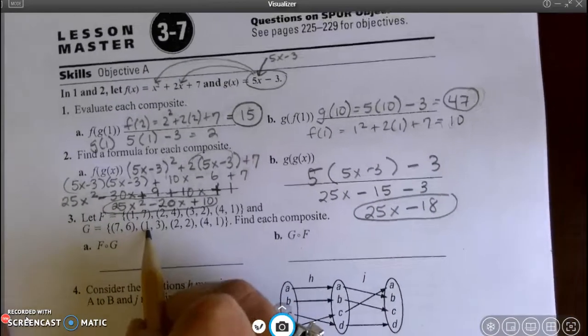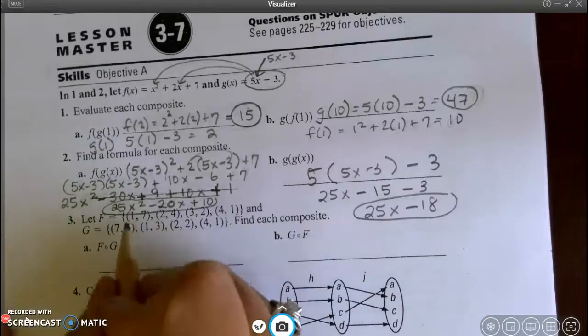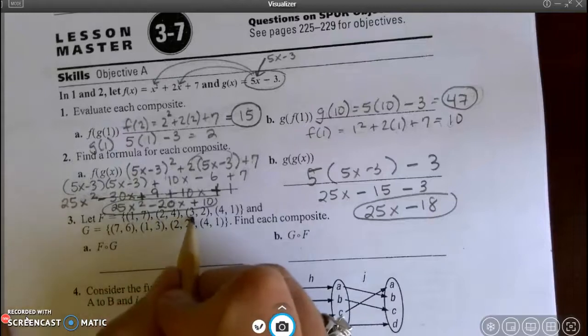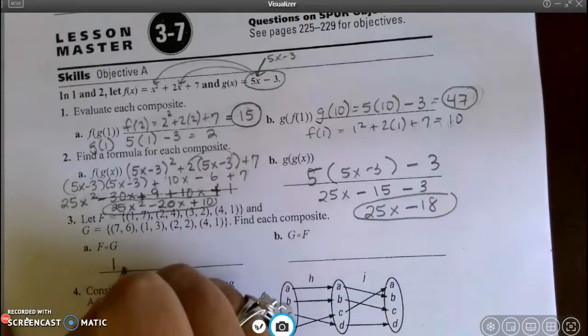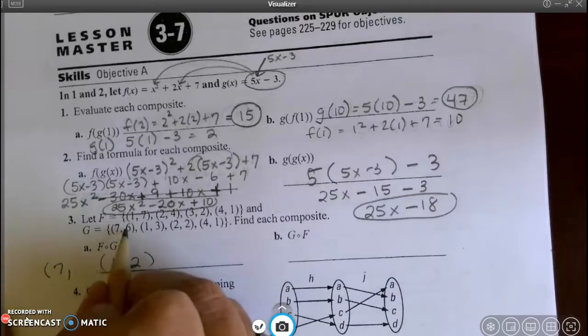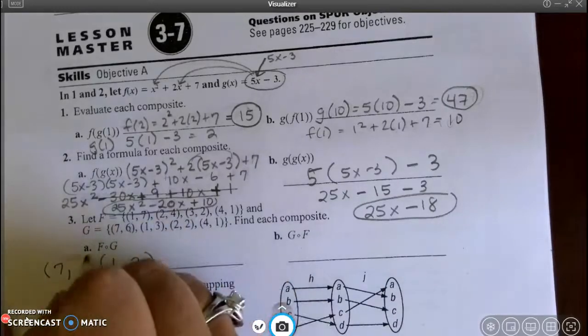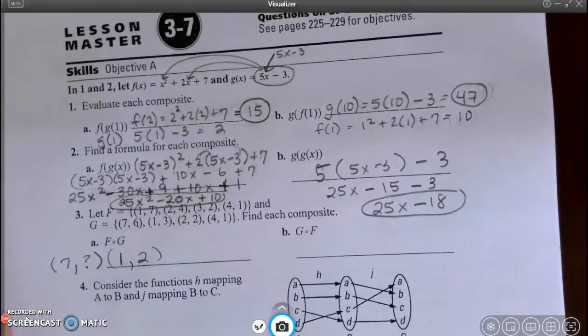I begin at 1 and I get a 3. So then I come up to the f function and I look for 3. And it's right there. 3 leads me to 2. So I began at 1 and I ended at 2. So for that first one, I began at 7, went to 6, and 6 didn't go anywhere. So for that one, it was undefined.